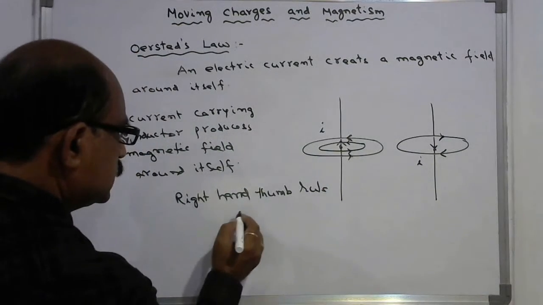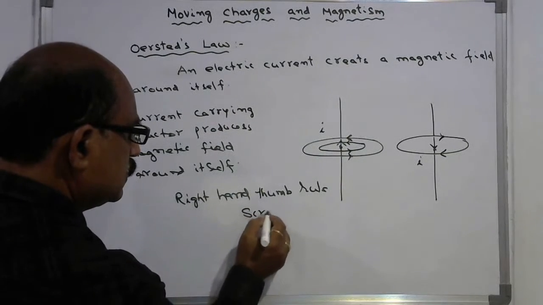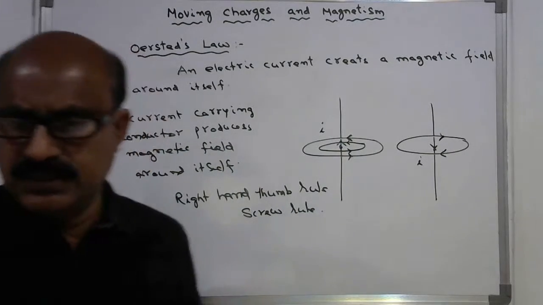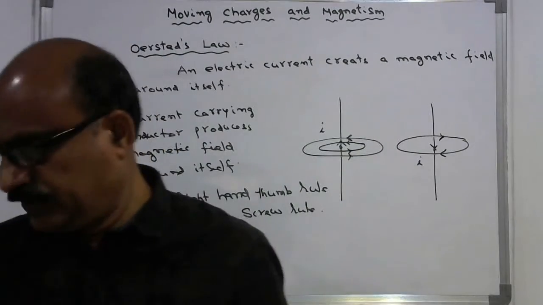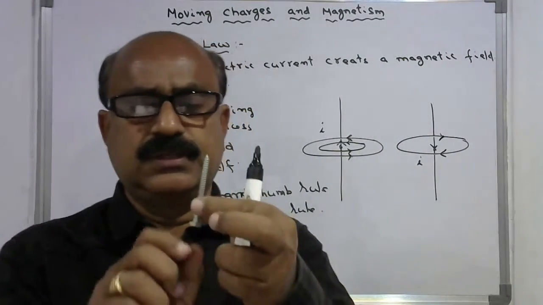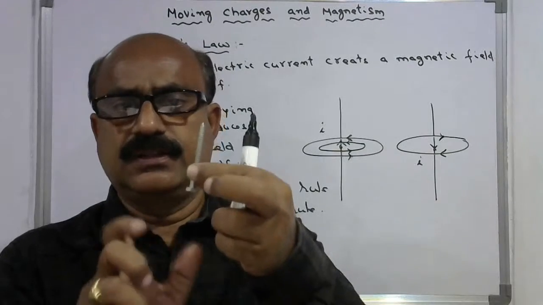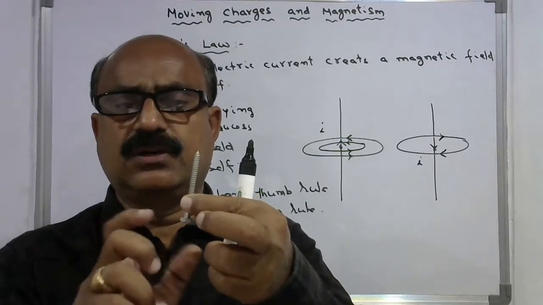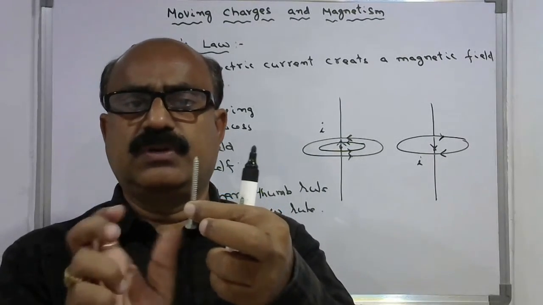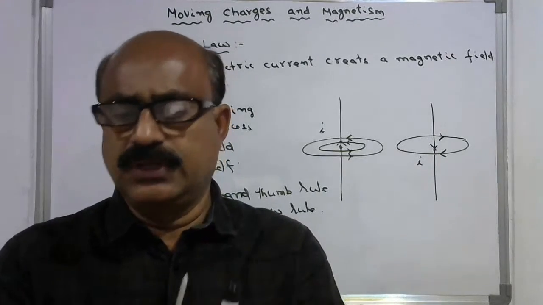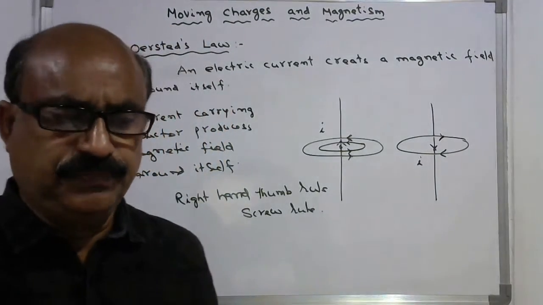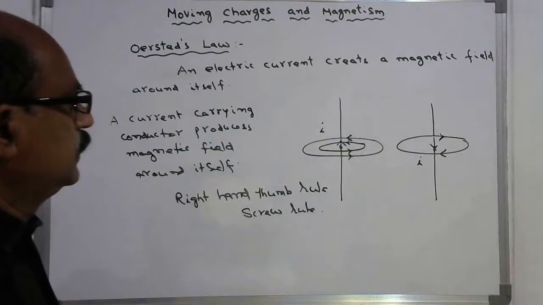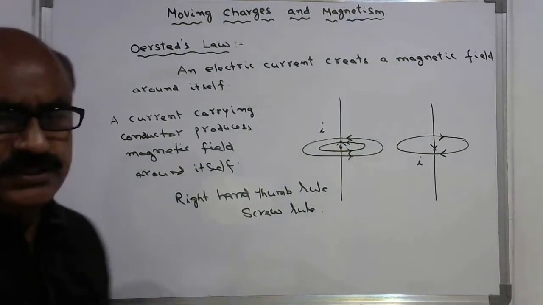Or this can also be identified with the screw rule. Suppose you imagine this is a screw. If the screw rotates in the anti-clockwise direction, it moves up. If it rotates clockwise, it comes down. You can also explain this with the corkscrew rule. That is what is called the screw rule. And this is all regarding Oersted's law.